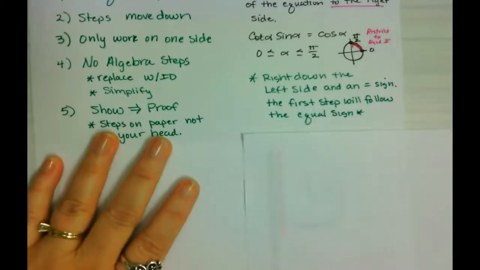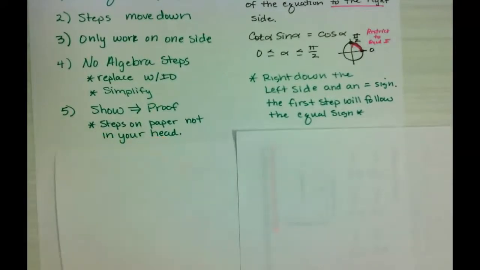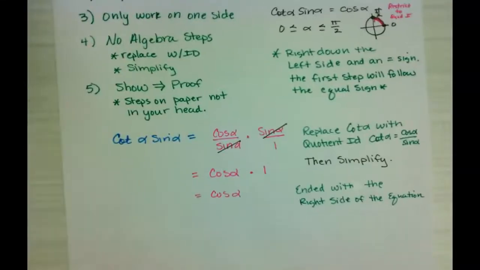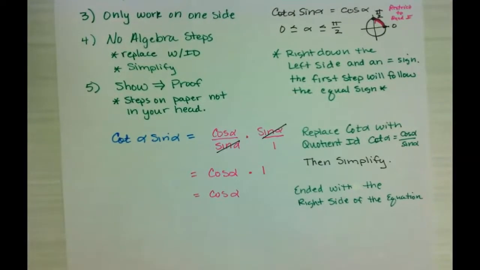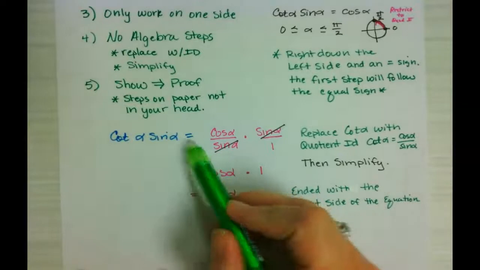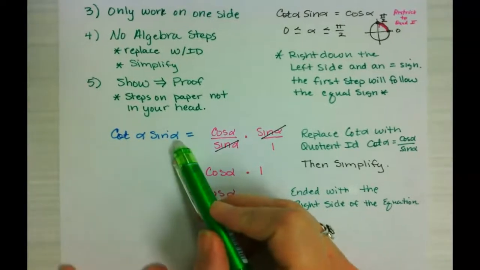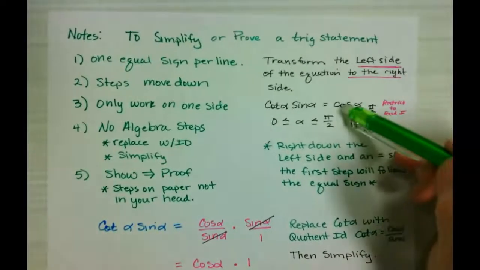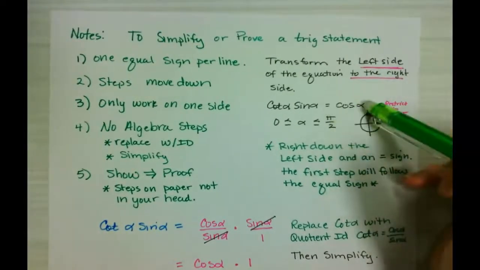So now we're going to write down the left side and then an equal sign, and that's going to be considered our first step in our proof. So here we go. It says prove left to right, so I write down the left side and then I put an equal sign, and this is where I'm beginning from. Now I'm looking at this. I'm not looking at this side over here. This is where I'm going to end.